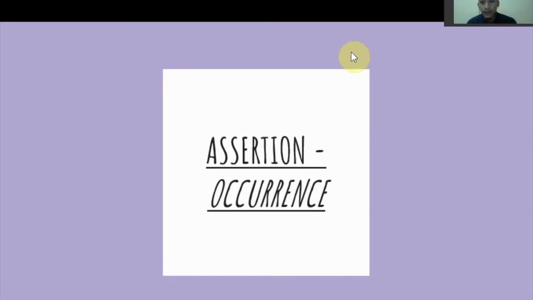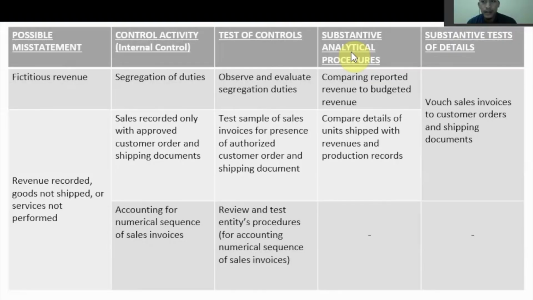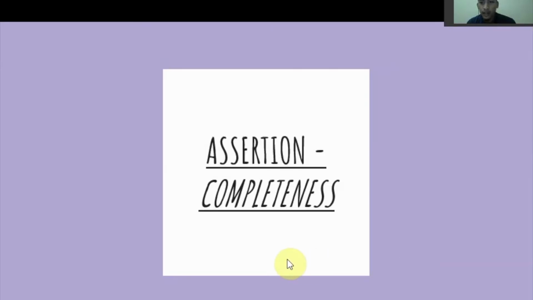For the first session is occurrence. The possible misstatement is revenue recorded but goods not shipped or service not performed. For the control activity, accounting for numerical sequence of sales invoices, and for the test of control, review and test the entity's procedures for accounting for the numerical sequence of sales invoices, and the test of analytical procedures and test of detail.